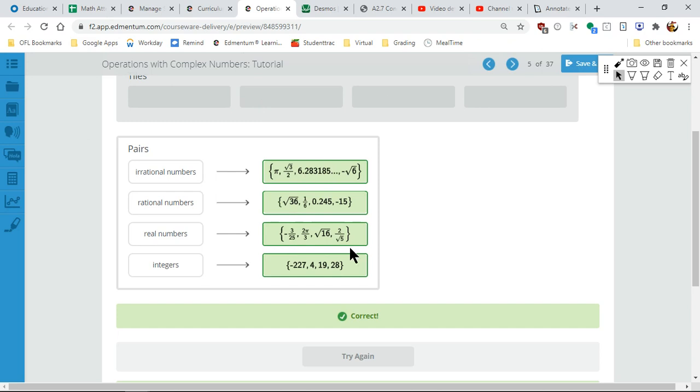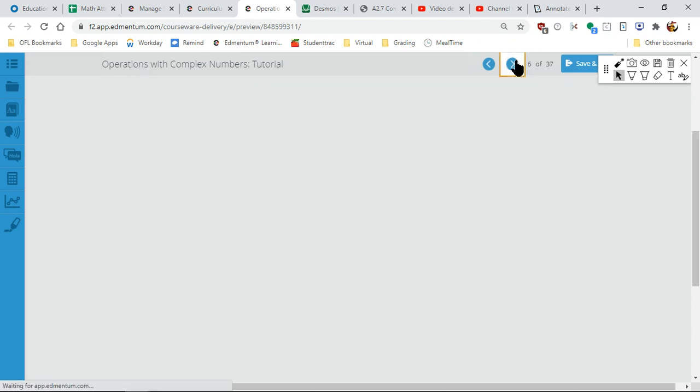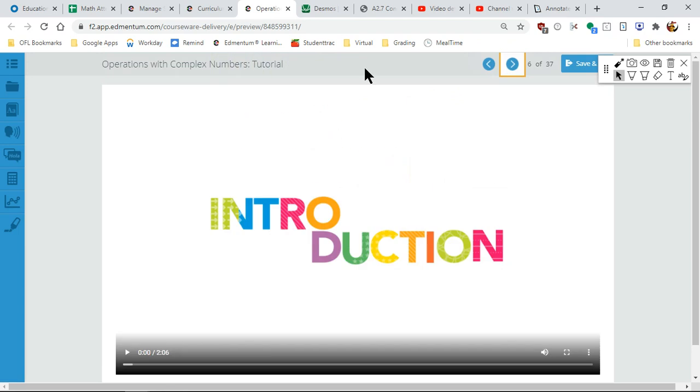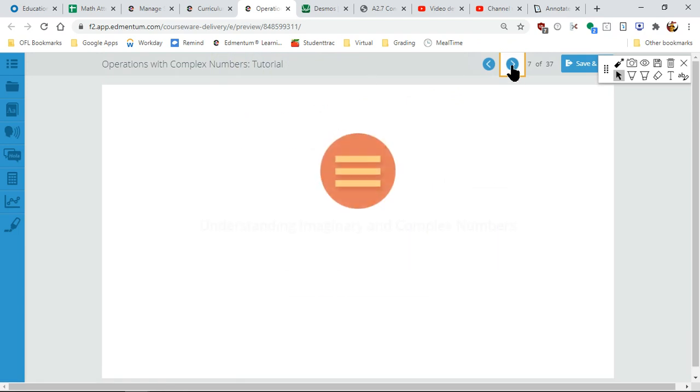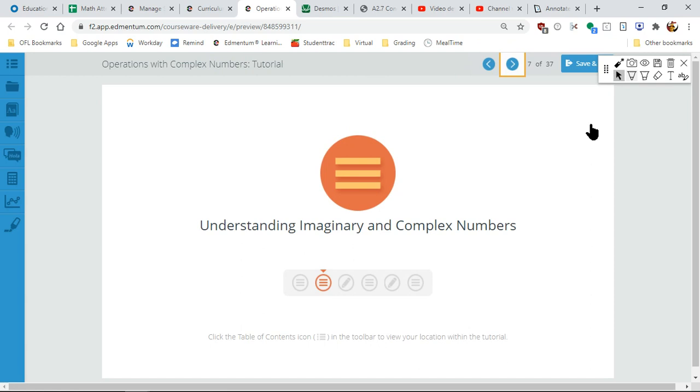So irrational numbers can be real numbers. Rational numbers are obviously real numbers. Integers are real numbers also. Real numbers covers a lot of it. We just have never done imaginary numbers yet. They call them complex because complex numbers can have a real and an imaginary. So that's why this section is called Understanding Complex and Real Numbers.